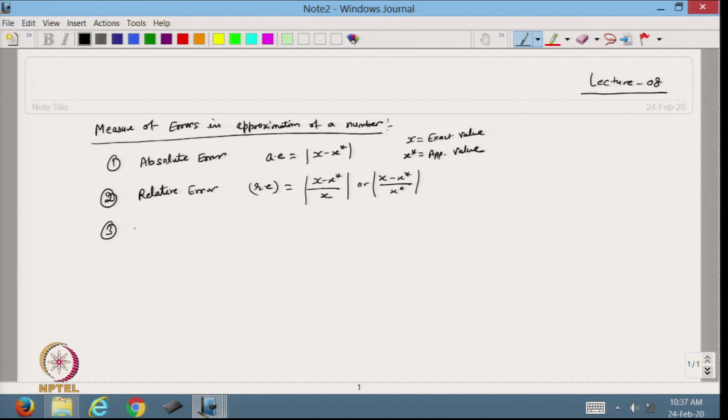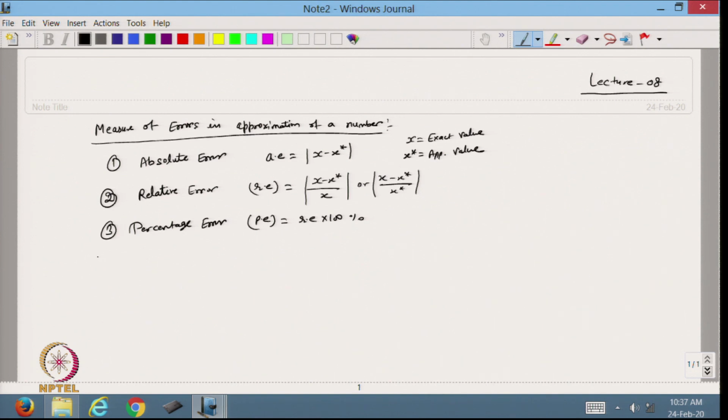And the third one is the percentage error. We call it PE. This is the relative error multiplied by 100. It gives you how much percentage the error is in the given computation.